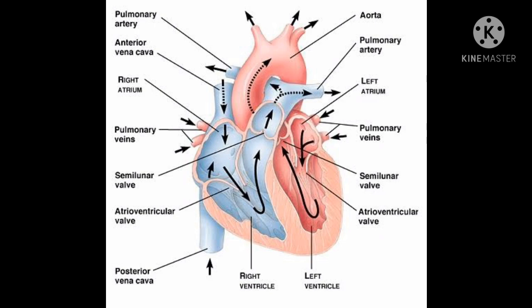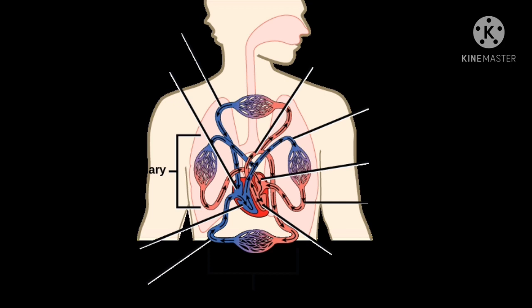In short, the mechanism of blood circulation is this: deoxygenated blood is collected in the right atrium from the superior and inferior vena cava. Then from the right atrium to the right ventricle, to the pulmonary artery, to the lungs, then from the lungs to the left atrium, to the left ventricle, and finally from the left ventricle to the aorta, and from the aorta to the whole body.